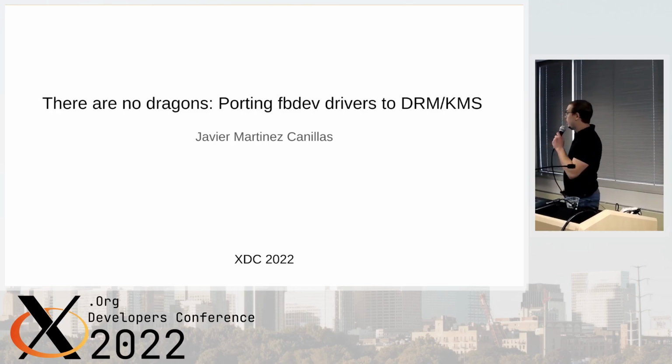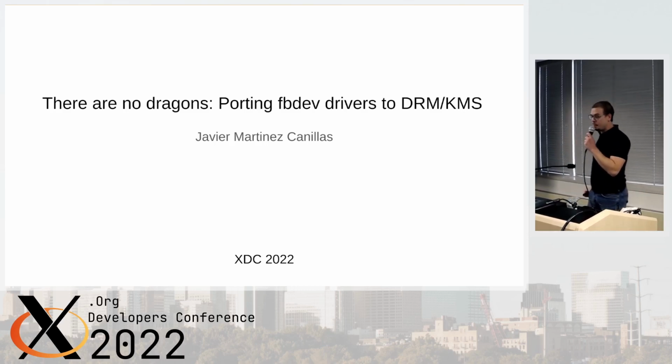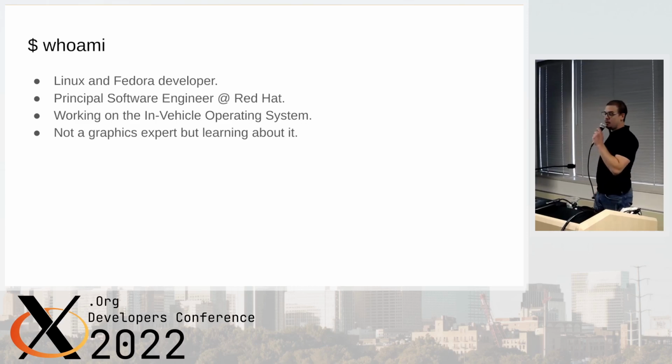I'm Javier, and I will talk today about my experience porting a couple of framebuffer device drivers to the DRM subsystem. A little bit about myself. I'm a Linux and Fedora developer for a long time. I work as a principal software engineer at Red Hat in a team that is building an in-vehicle operating system. A disclaimer here, I'm not really a graphics expert, even though this talk is about graphics. So please feel free to correct me on anything that I could get wrong in this presentation.